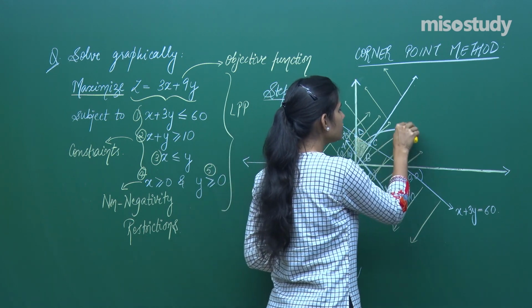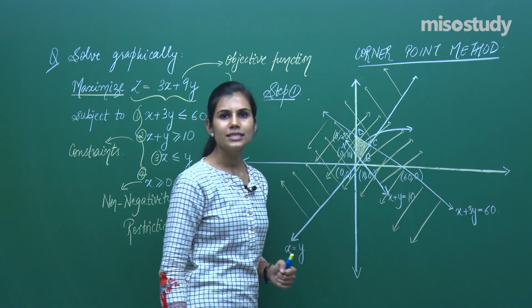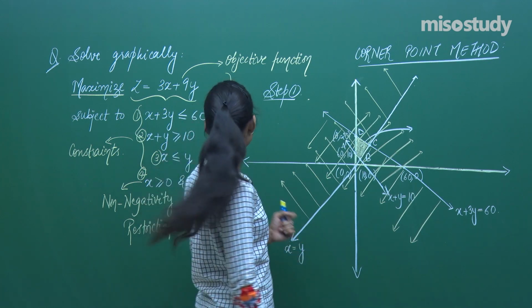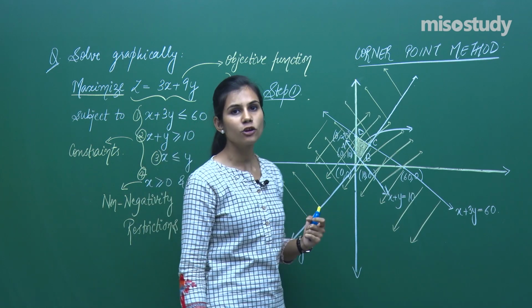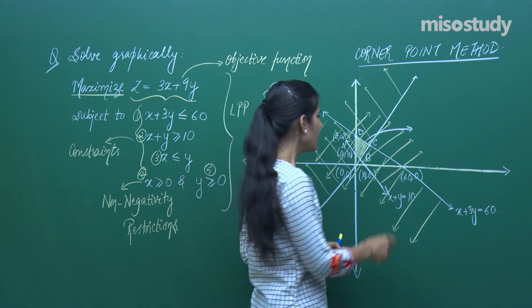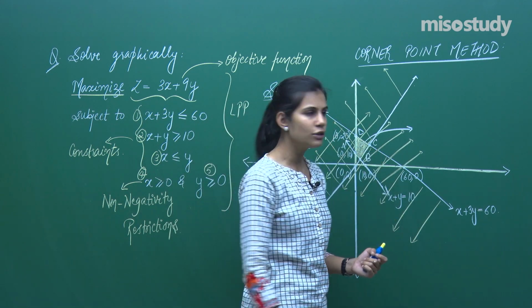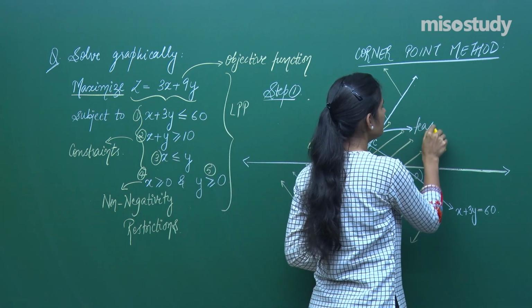If this shaded region represents all such ordered pairs (x, y) which satisfy all my constraints, including the non-negativity restrictions, that means this is the set of all feasible solutions. So this is my feasible region.